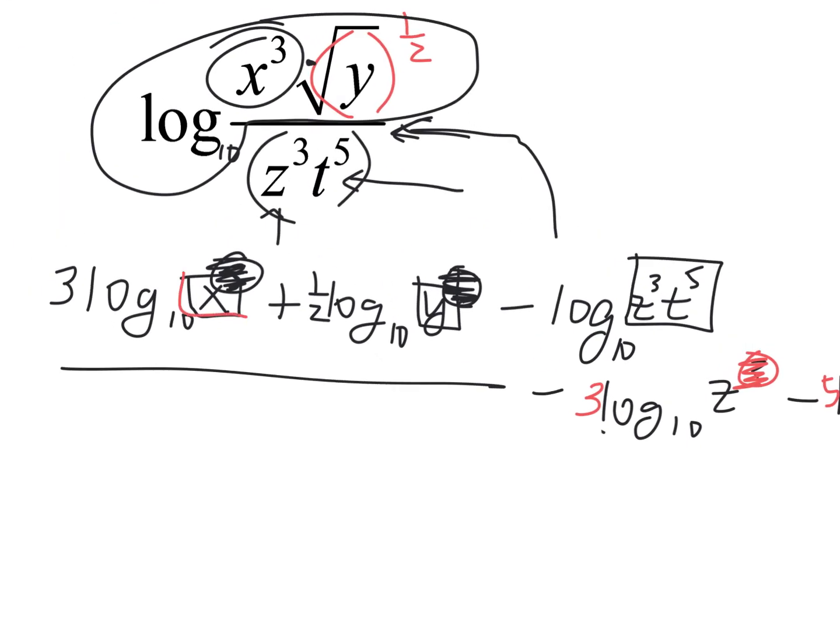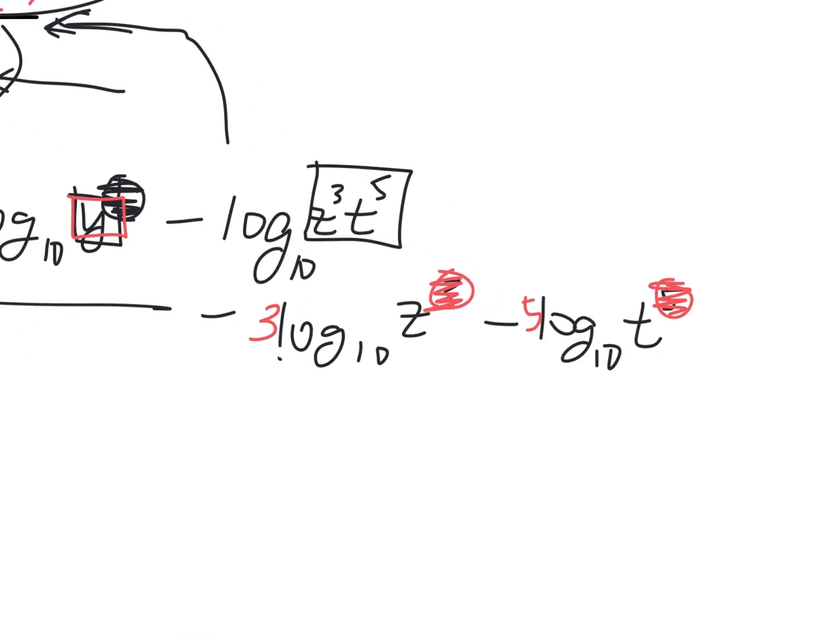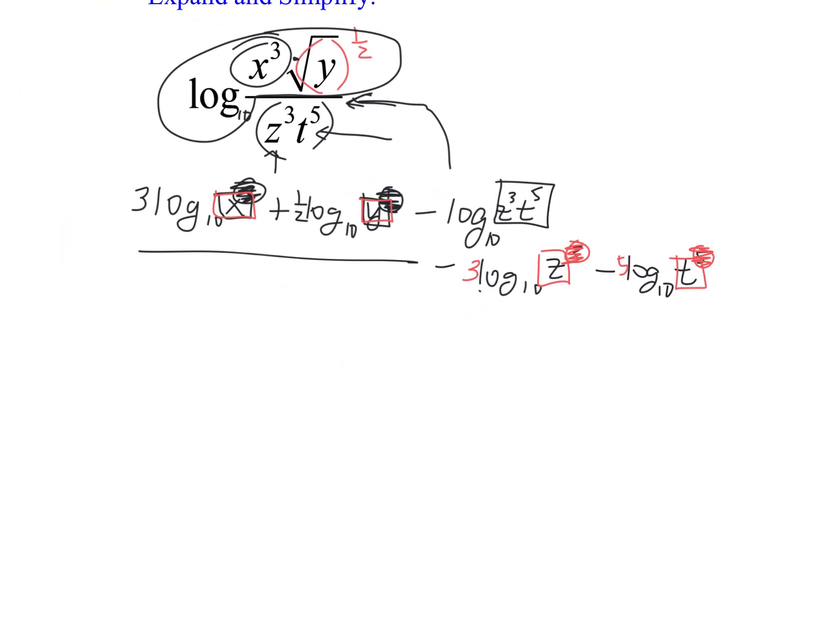Now how do I know I'm done? Look at the arguments. X and Y can't break up. Z can't break up. And T can't break up. Cool. And be careful with that negative. All right.